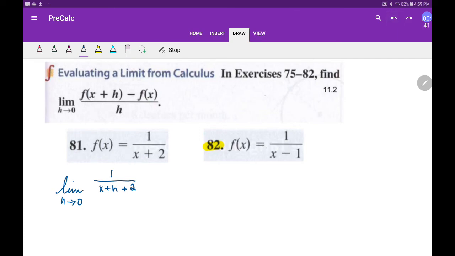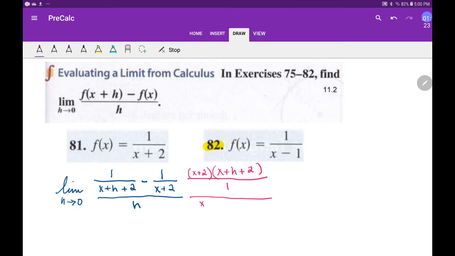Then I say minus the plain old f of x, which is 1 over x plus 2, all over h. Okay, so that's what that looks like. And now I have to get a common denominator. And the only thing I know to do is multiply by the least common denominator, which is x plus 2 and x plus h plus 2. That's my least common denominator. When I don't know what they are, I just have to use both of them. And same thing on the bottom.